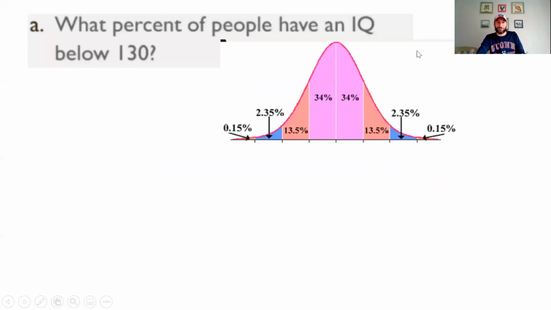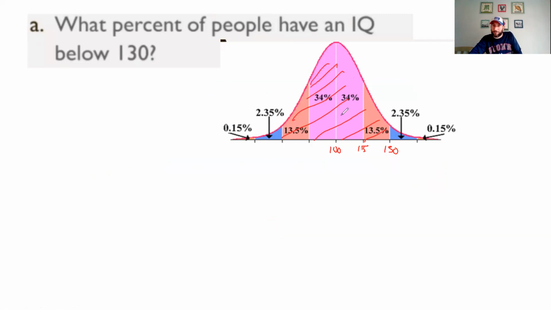All right, so let's answer these. What percent of people have an IQ below 130? Now this is no big deal. It's just a much neater version of the picture we just figured out. So we've got 100 right here, 115 right here, 130 right here. We want below 130. There we go.